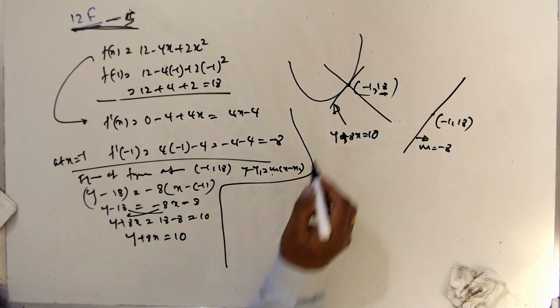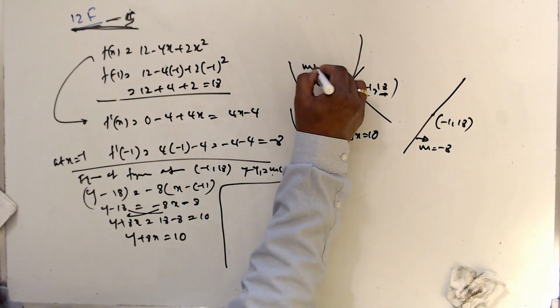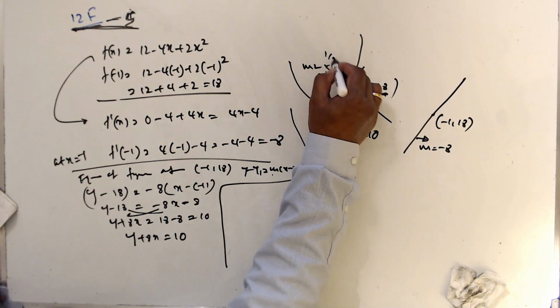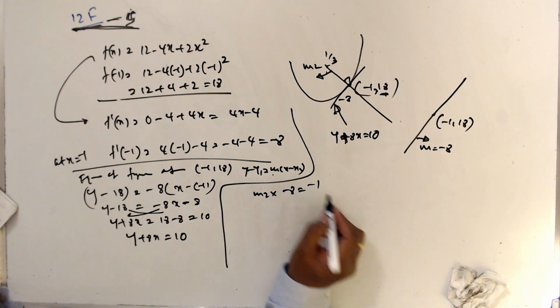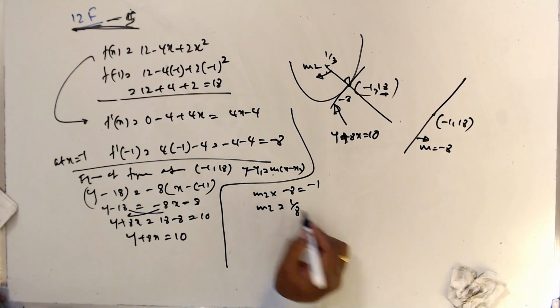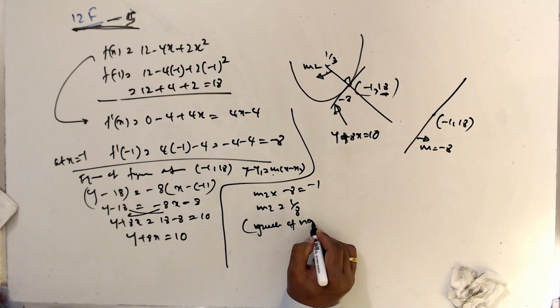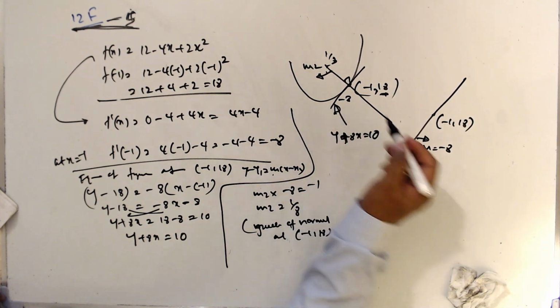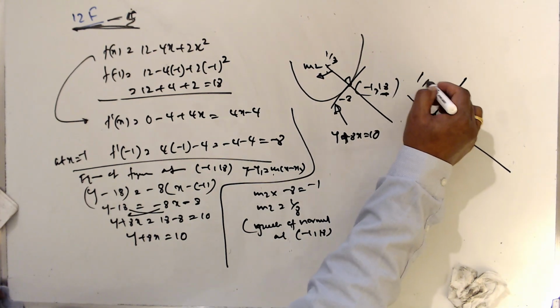Now we need to find the normal, this one. So we'll take the gradient m2. We know this gradient is minus 8. Then this is going to be 1 over 8. So m2 times minus 8 has to be minus 1. Then m2 equal 1 over 8. So this is the gradient of normal at minus 1, 18. Now you have the point and you found out the gradient 1 over 8.